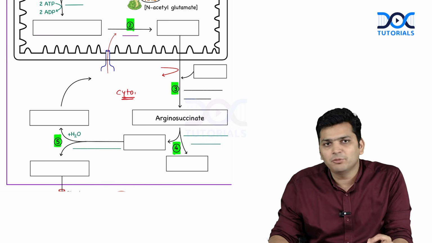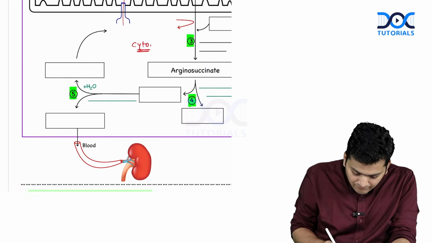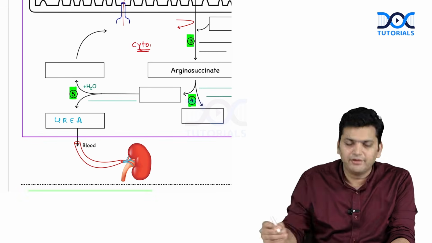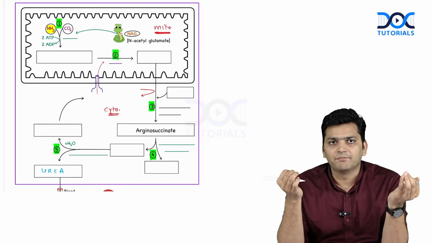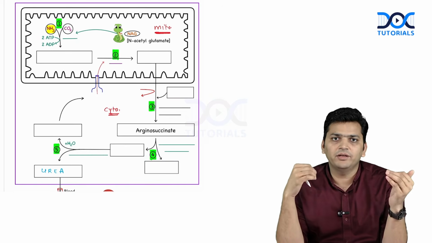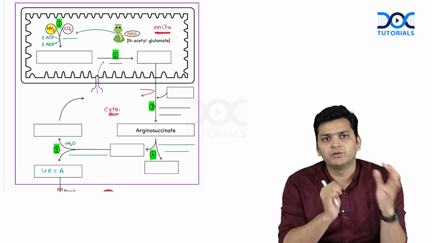And what is the ultimate product we want from the urea cycle? Urea, which we are going to generate. Once you know the target, things become easy. That is why in every pathway I tell you the ultimate agenda. We have ammonia, and we want to convert it into urea.